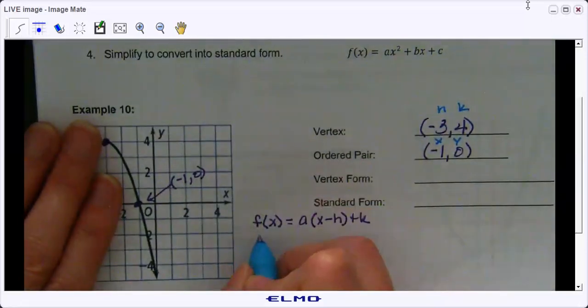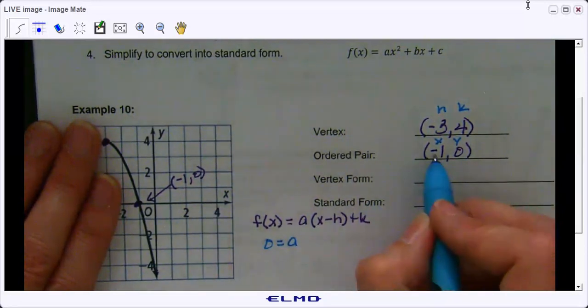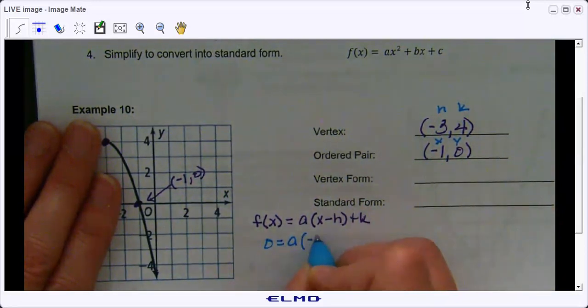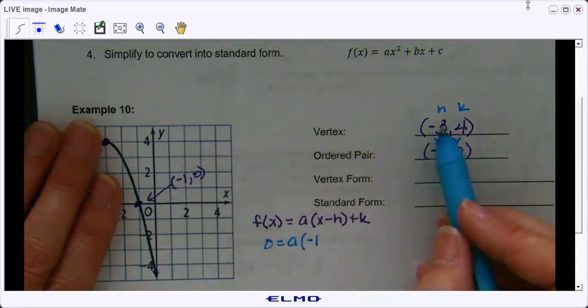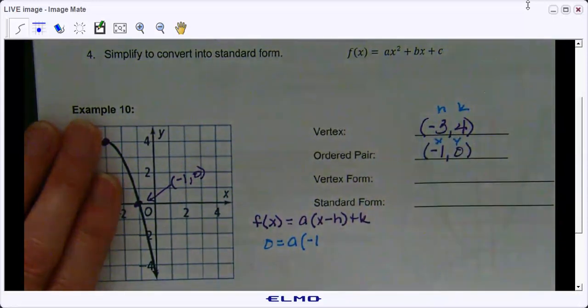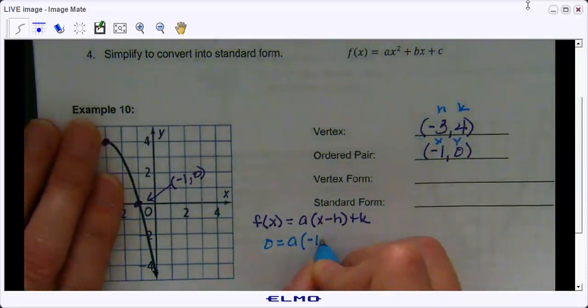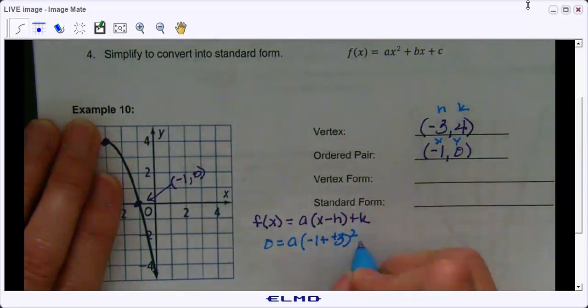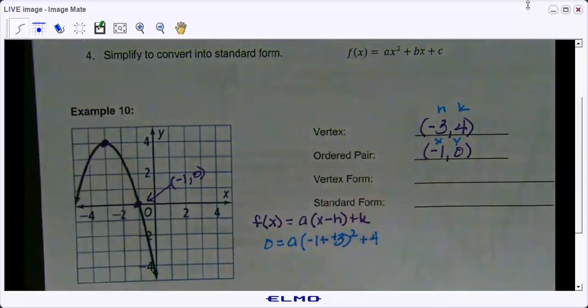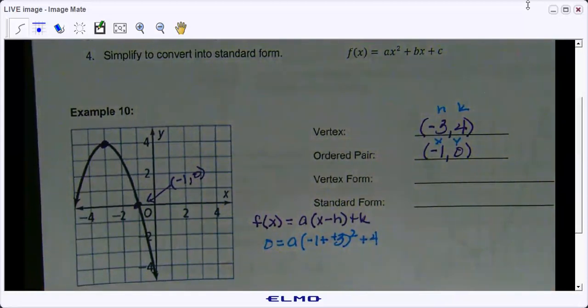So we have f(x) is y, so that's 0. We don't have a. Our x is -1, and our h is -3, so minus a negative makes it a +3, and then +4, which is k. All right, I want you to go ahead and solve this for a. And then I want you after that to write the vertex form of the equation before we go to the standard form. Okay, so I'm going to pause the video and give you time to work.